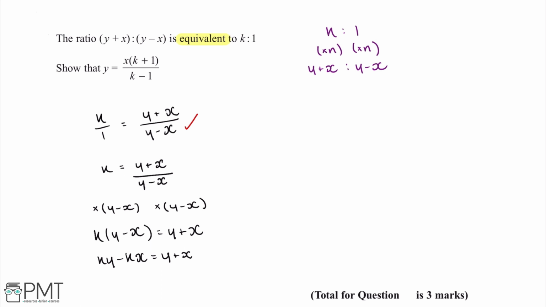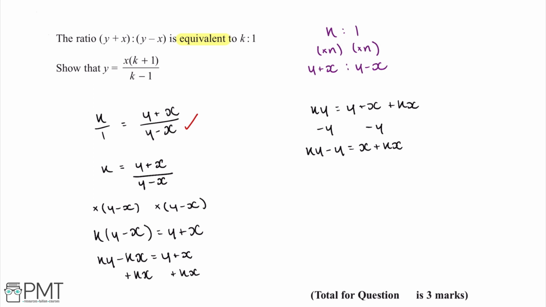And now in order to solve this equation we need to get all the y's onto one side of the equation. So to do this we can add kx to both sides, which gives us ky is equal to y plus x plus kx. And finally we want to minus y from both sides. So ky minus y is equal to x plus kx.